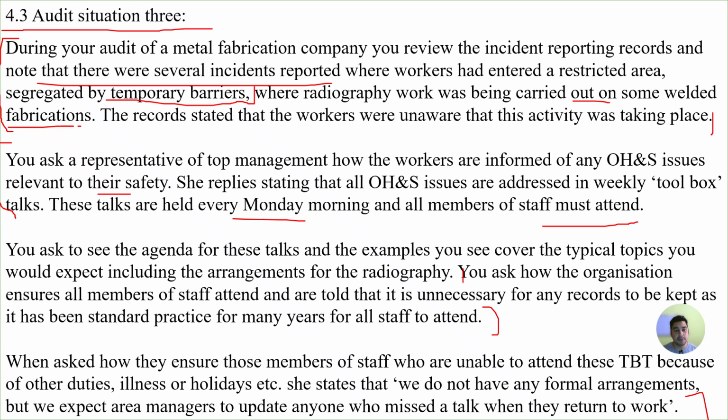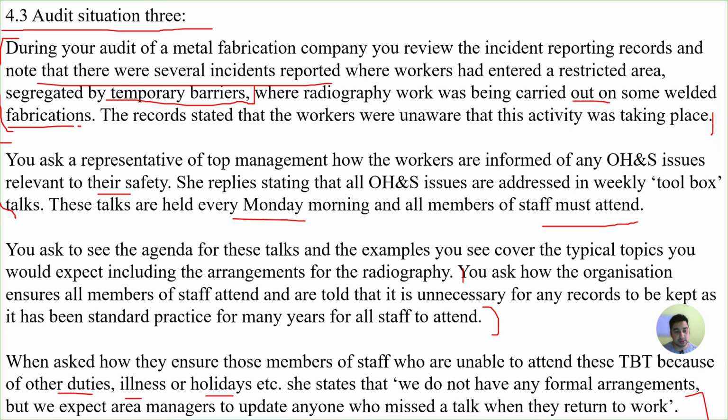The second reason: there are so many staff who cannot attend the toolbox talk or the training because of duties, illness or holidays. There is no process to make sure that they will attend the training also. Maybe these are the staff who are crossing the area. We don't know. So that's the second reason why I will say that it is an NCR.